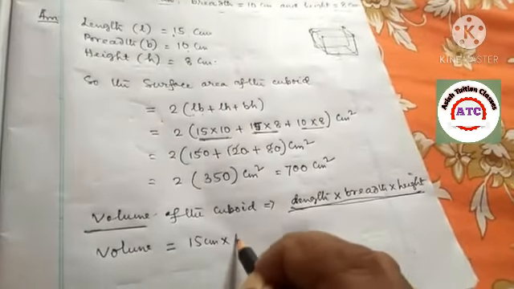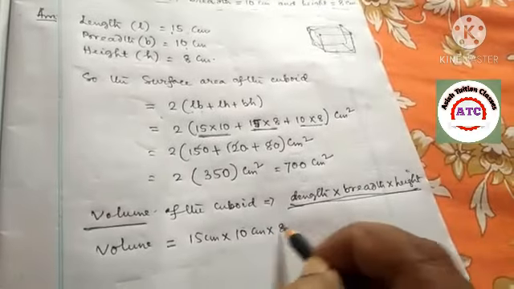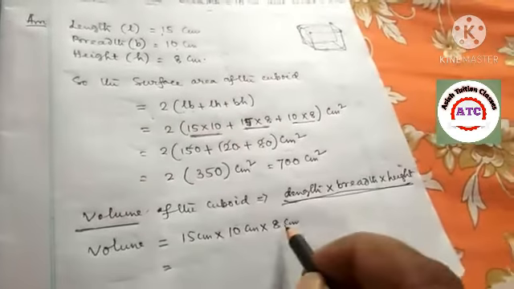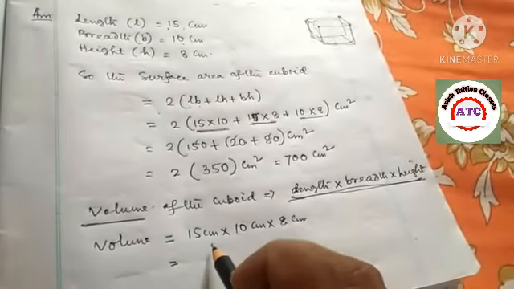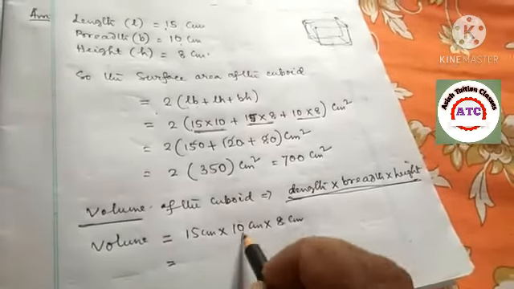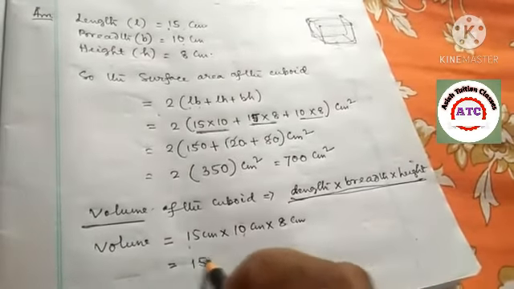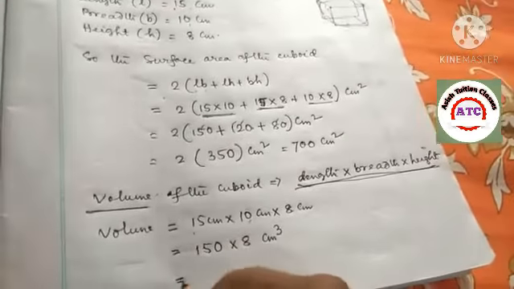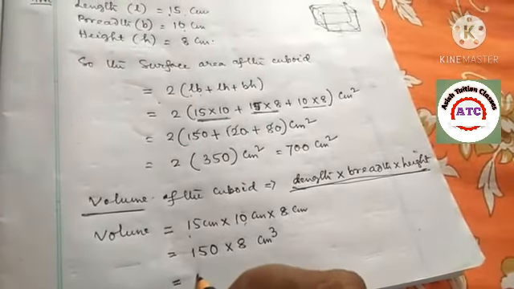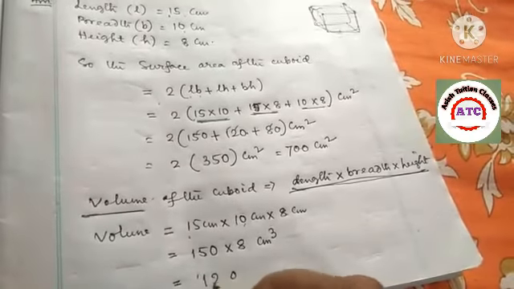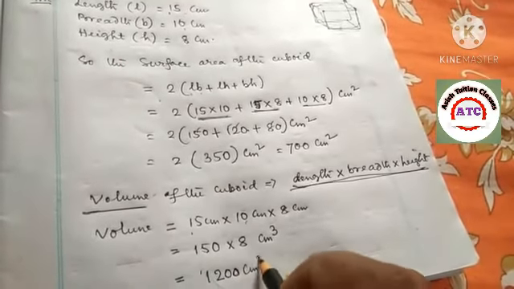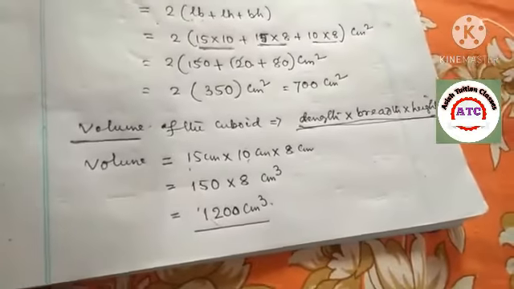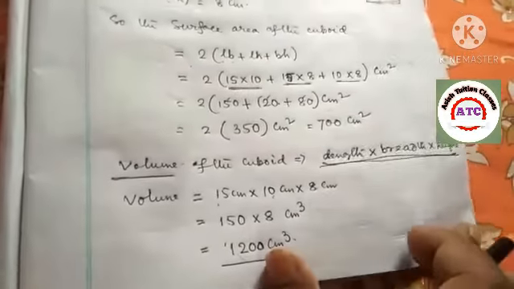Here, the volume is equal to 15 into 10 into 8, 15 centimeter into 10 centimeter into 8 centimeter. This means fifteen into 10, 150 into 8 centimeter cube. 1200 centimeter cube will be the volume of the cuboid.